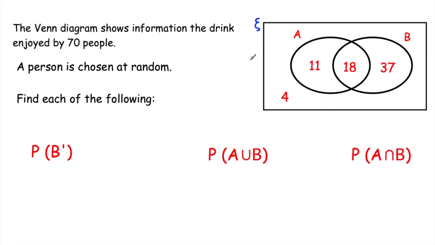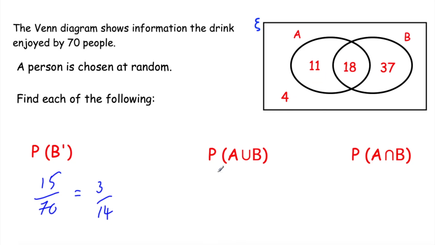Okay, the probability of not B. So not B, well, they don't like B, and they don't like B. So there's 15 people that don't like B. So the probability of someone that doesn't like B, that's going to be 15/70ths. So that's the probability of someone not liking B. And if you cancelled that down, that's equal to 3/14. So the probability of not B, or the complement of B, would be 15/70ths or 3/14.